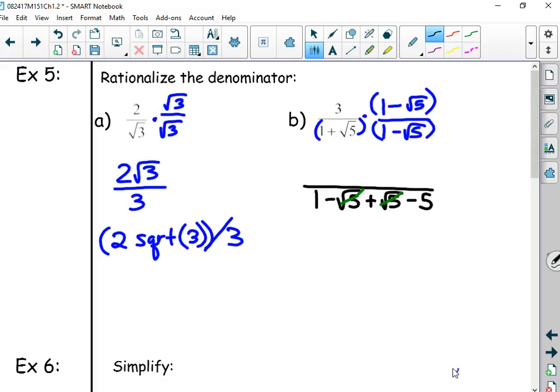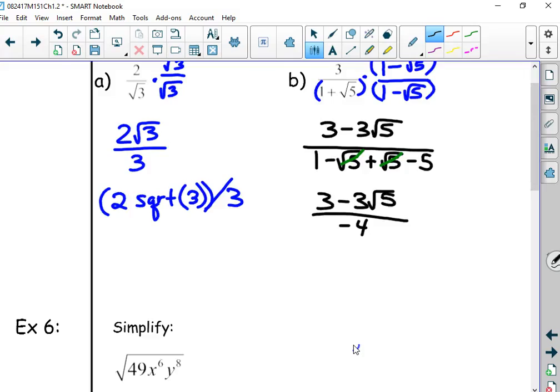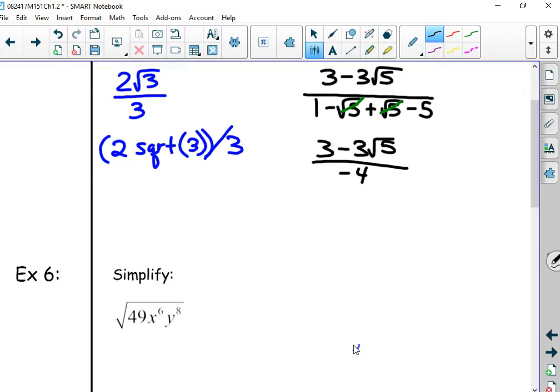In the numerator, I would have 3 times 1, which is 3 minus 3 square root of 5. And so that's going to be 3 minus 3 square root of 5 all over 1 minus 5, negative 4. Again, interesting to write that into the homework app. All right. I better identify my answers.